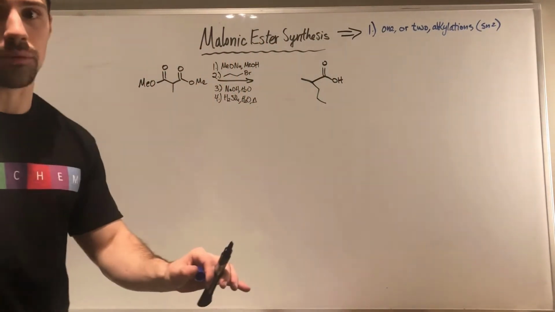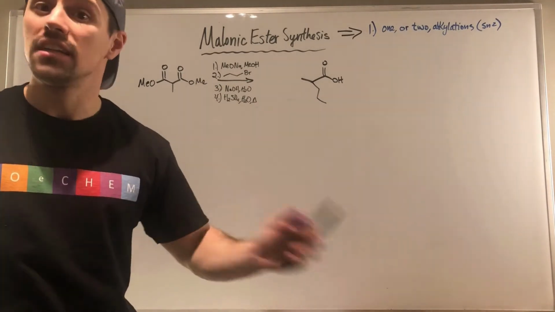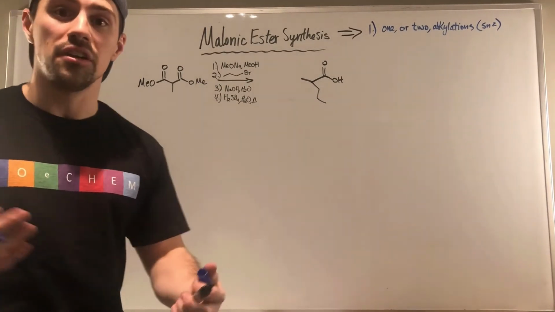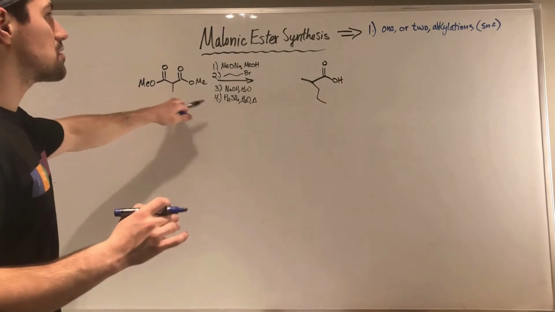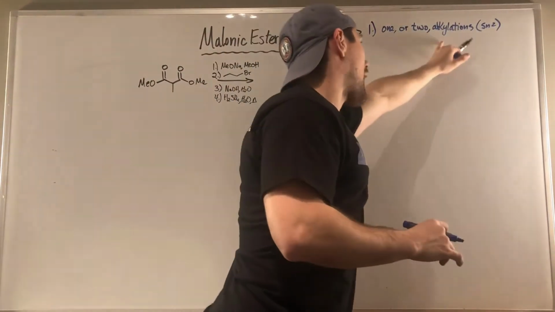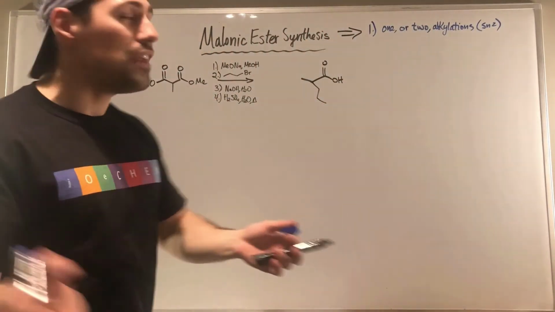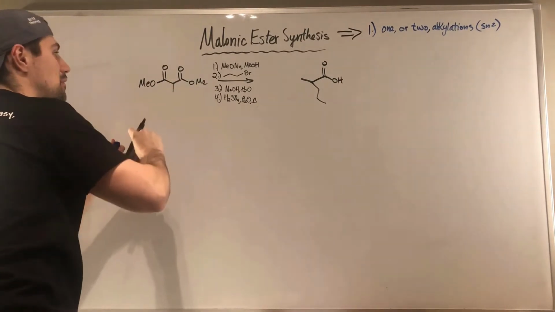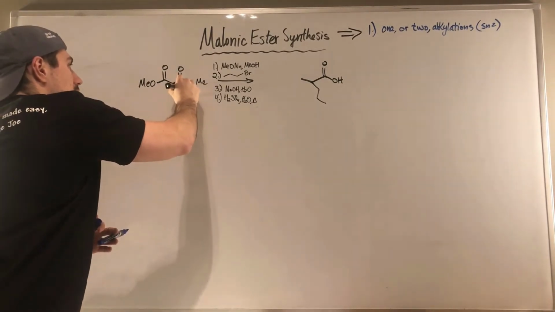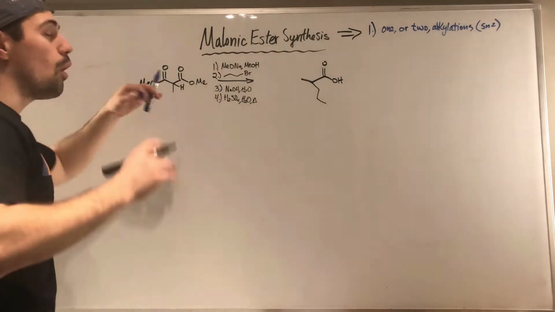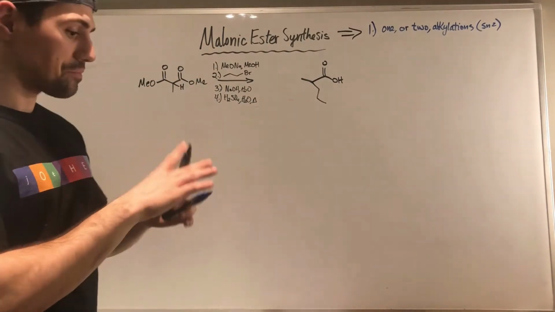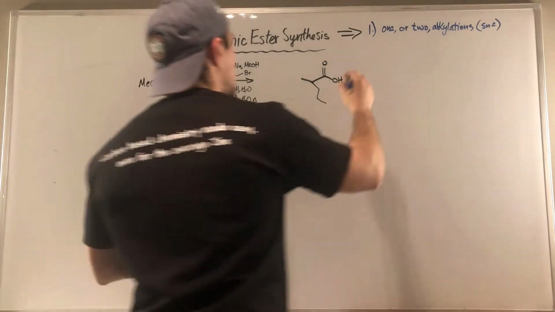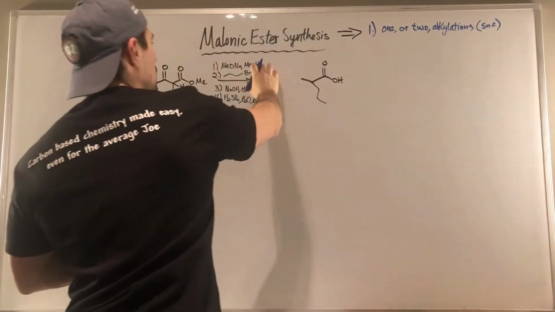You will start with one. The diester can vary. Doesn't matter what the ester is composed of. But you're going to start with a diester and you're going to do 1 or 2 alkylations, 1 or 2 depending on how many protons you have available here. In this case, the first example we're going to do, we have 1 proton, so we're going to do 1 alkylation here.